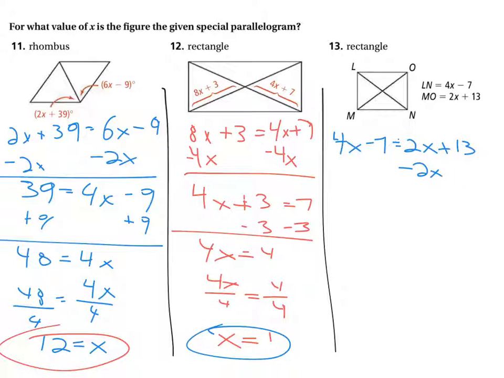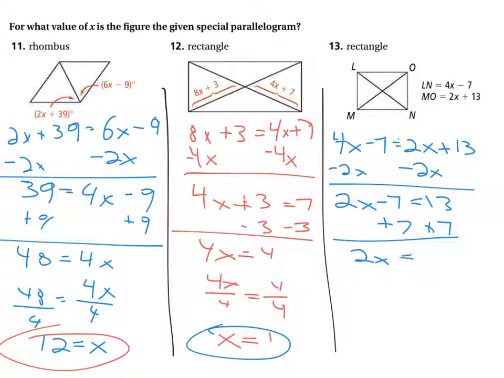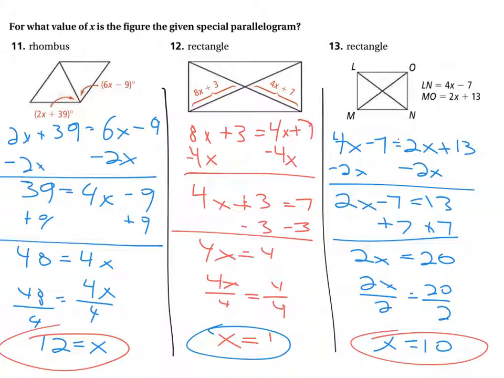Minus 2x, and we get 2x minus 7 equals 13. Continuing to solve, we get 2x equals 20. And then dividing by 2, we get x equals 10. And if we use 10 as the value of x, we will have equal measures for those diagonals, which is what's required of a rectangle.